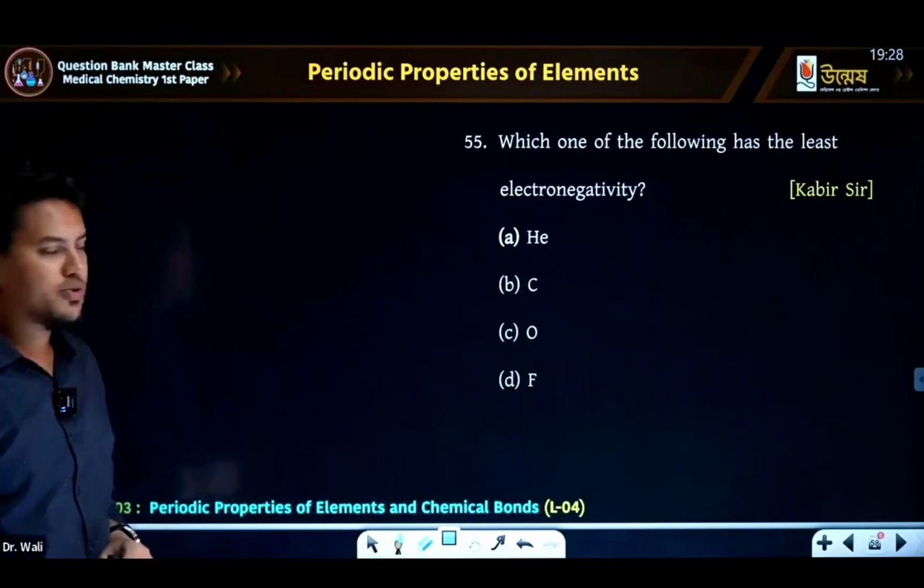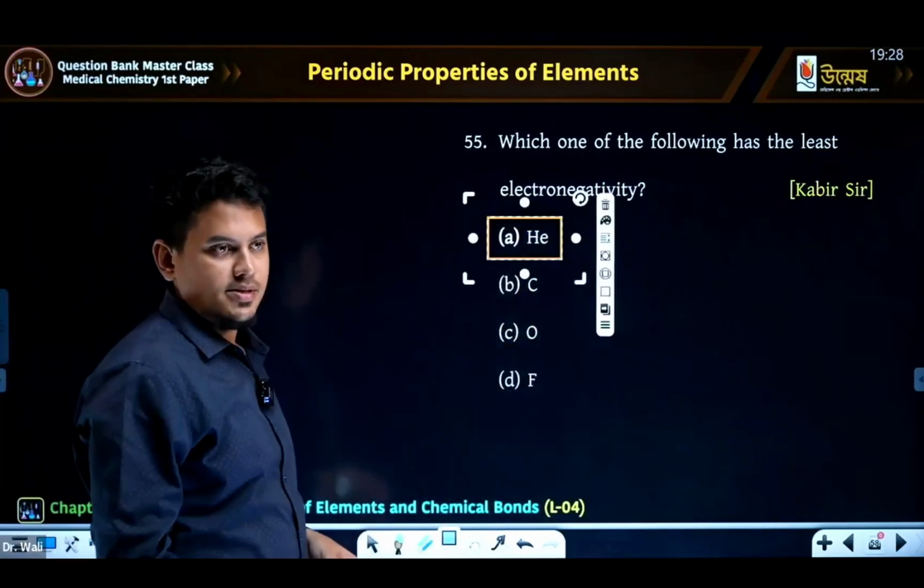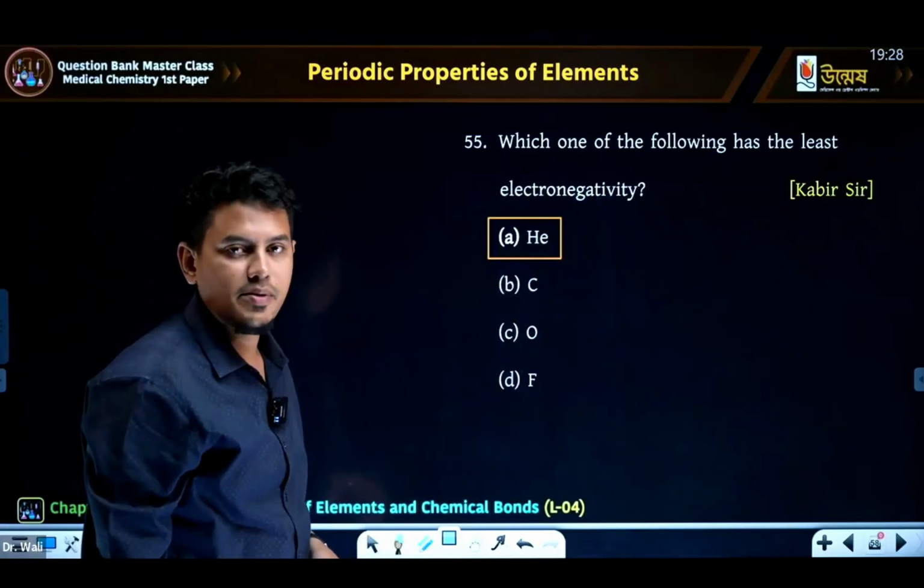Which one of the following has the least electronegativity? Certainly helium, since it is located at the rightmost corner of the periodic table.